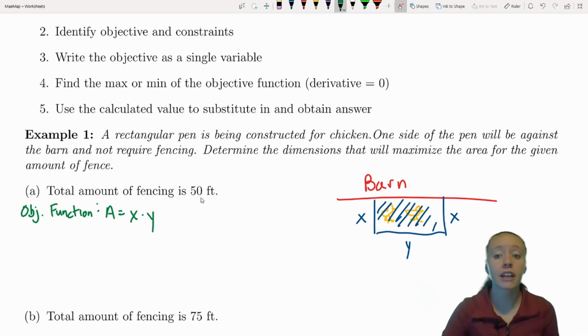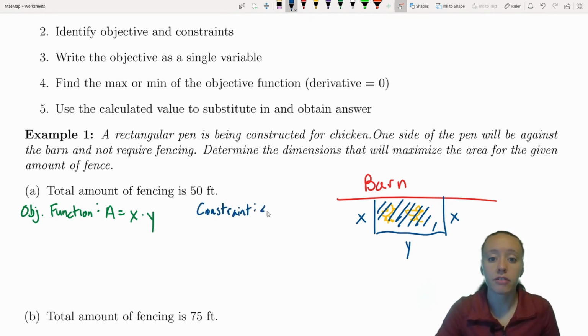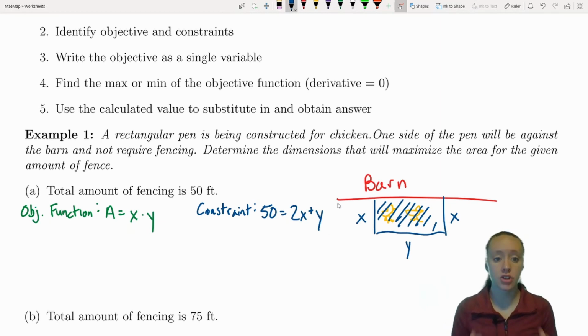However, in order to take the derivative for optimization problems, I only want one variable in here. So I'm going to use my constraint to rewrite it. And what's my constraint? The total amount of fencing I can have is 50 feet of fencing. So my constraint is that 50 feet is going to be equal to, my fence is x plus y. That's my perimeter. So 2x plus y is my constraint.